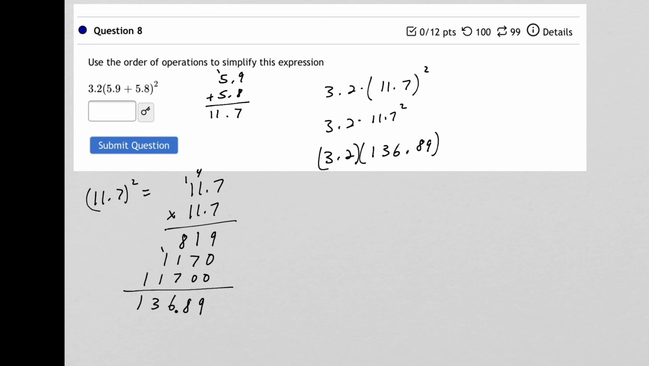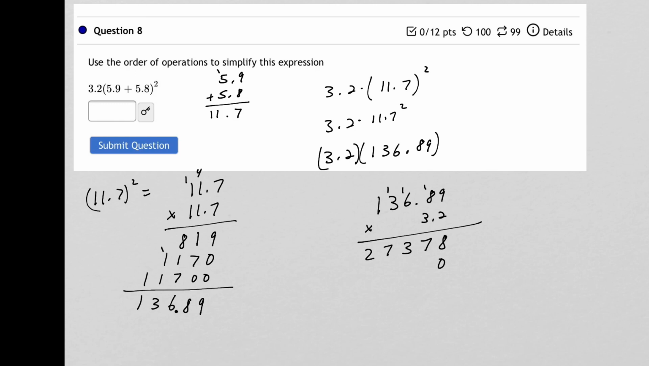Okay, so that's the last step, right? I want to multiply those two together. So 136.89 times 3.2. I always write the larger number first. Okay, and by larger I mean has the most digits, right? 2 times, it doesn't really matter where the decimal point goes. 2 times 9 is 18, so 8 carry the 1. 2 times 8 is 16 plus 1, so 17, 7 carry the 1. 2 times 6 is 12 plus 1 is 13, so 3 carry the 1. 2 times 3 is 6 plus 1 is 7, and then 2 times 1 is 2.